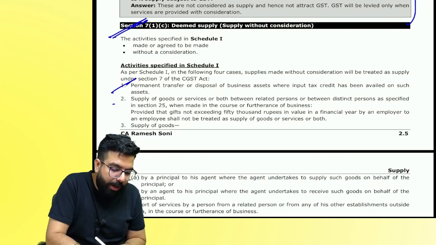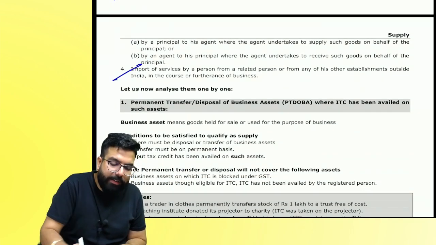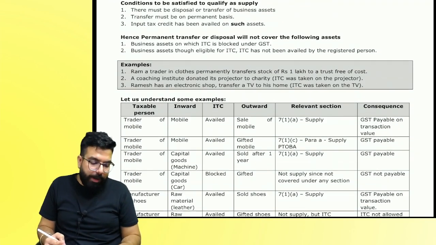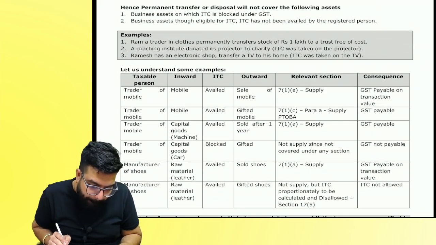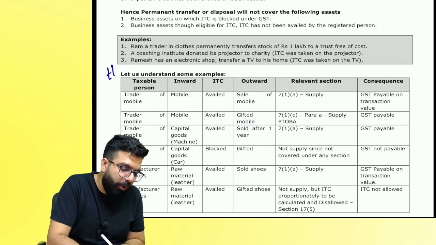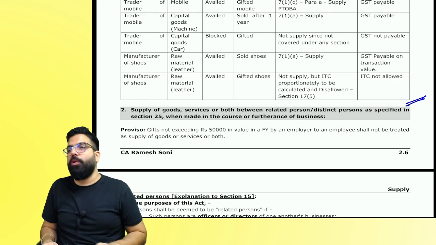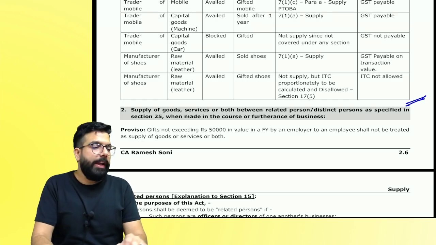In 7(1)(c) I told you there are four activities, out of which I have taught you only number 1. I have taught you number 1, and these examples you will do as homework today. Let me know if you have any doubt till here, and then we'll continue in the next class. Any doubt till here?